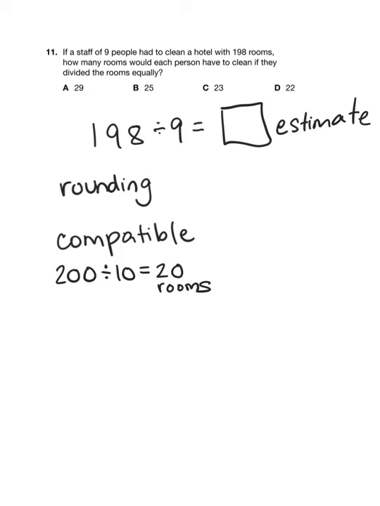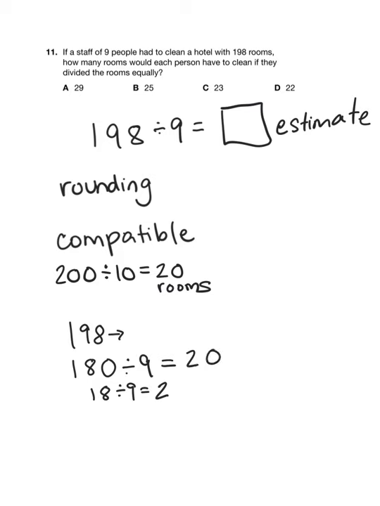Another thing you can do is take 198 and round that down to 180. These are compatible numbers. I know that 18 divided by 9 is 2, which means that 180 divided by 9 is going to be 20. So again, I've got about 20 rooms that they have to clean. If I'm way far away from that, I know I've made a mistake.